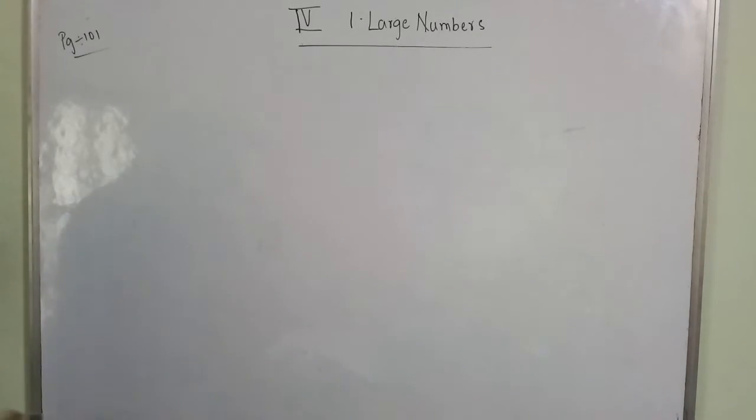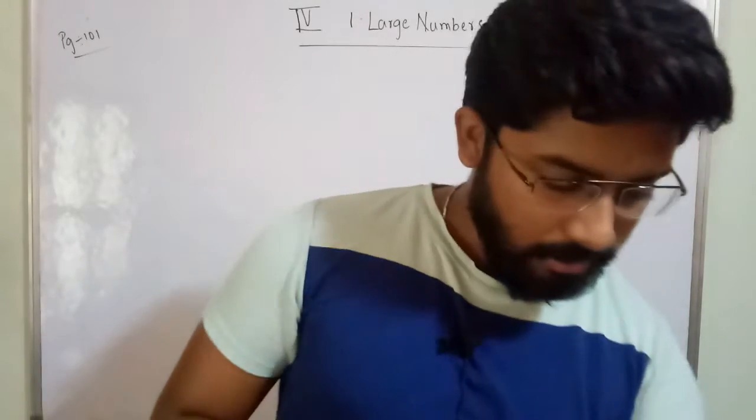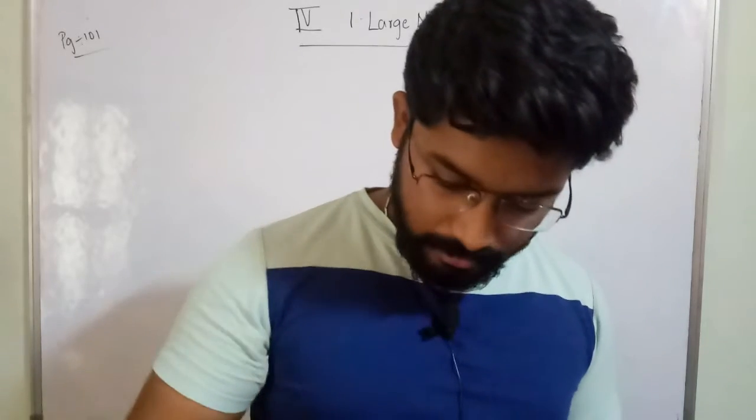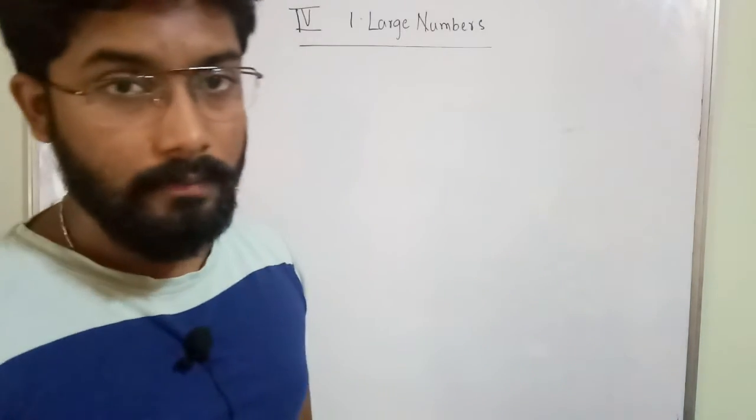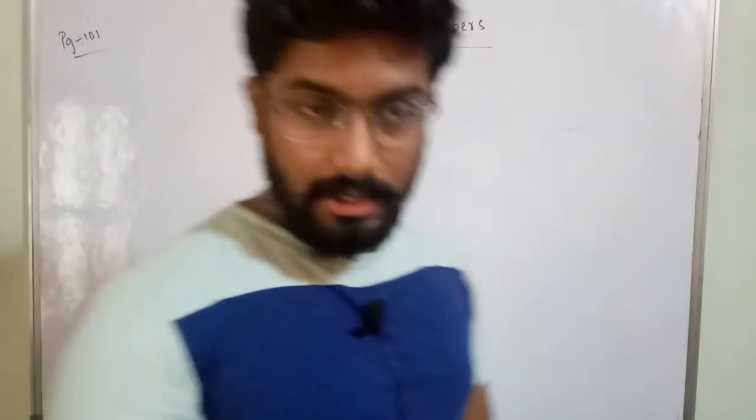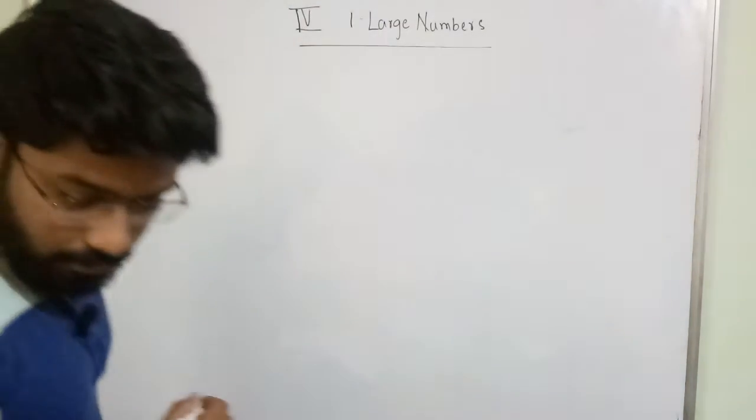So students, in previous class we have discussed about Indian place value chart. In that 3 problems are completed, no? Means 3 examples are completed. I have given you the last two for your homework, no? So let us discuss from there.